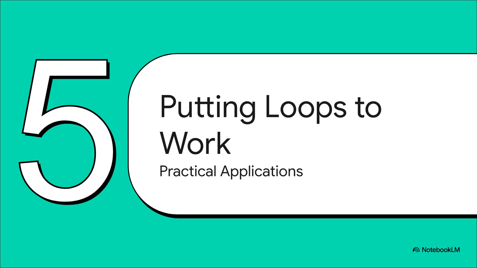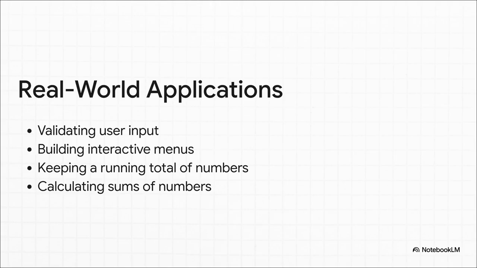So, this all seems great in theory, but where do you actually use this stuff in the real world? Let's connect these ideas to some actual practical programming tasks you'd see every day. Oh, they are literally everywhere. You know when a website keeps asking for your age until you finally enter a positive number? That's a while loop. Building those interactive menus in an application that wait for you to make a choice? That's a loop. And for loops are the absolute best for things like calculating the total sum of a list of numbers. Loops are truly the workhorses of modern software.